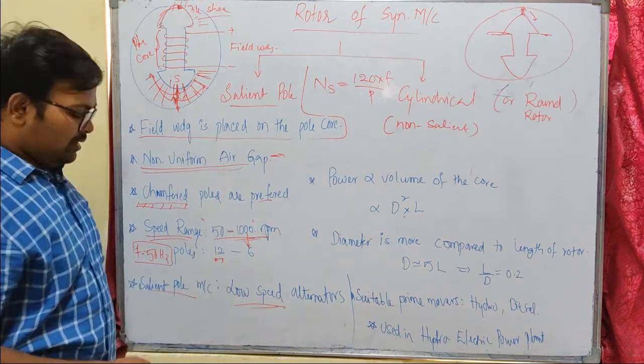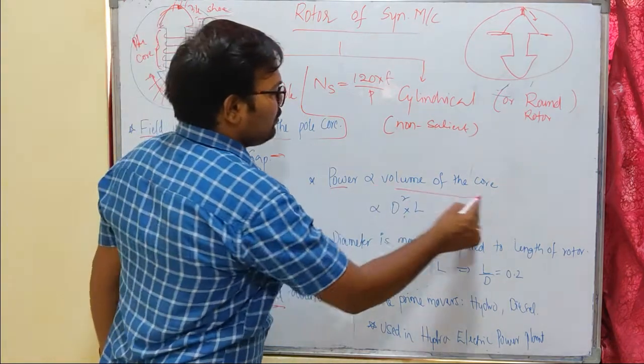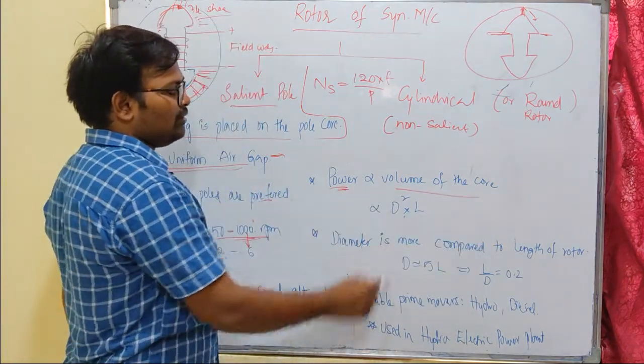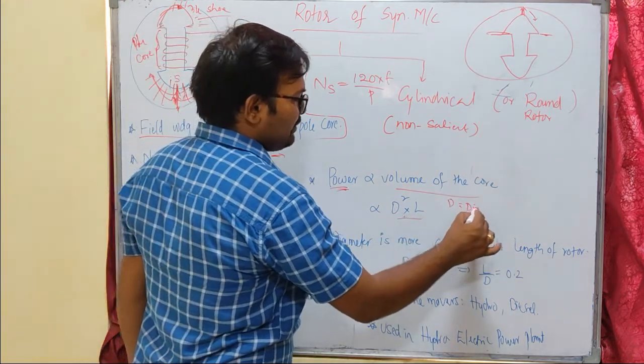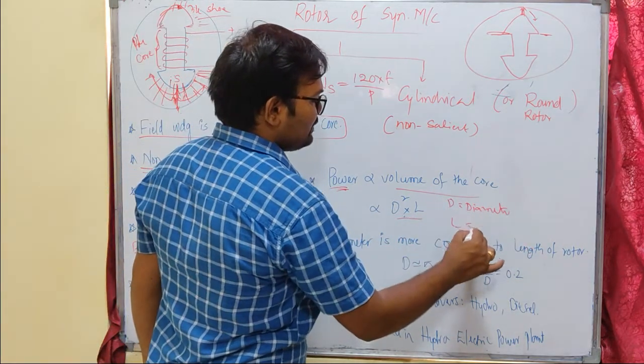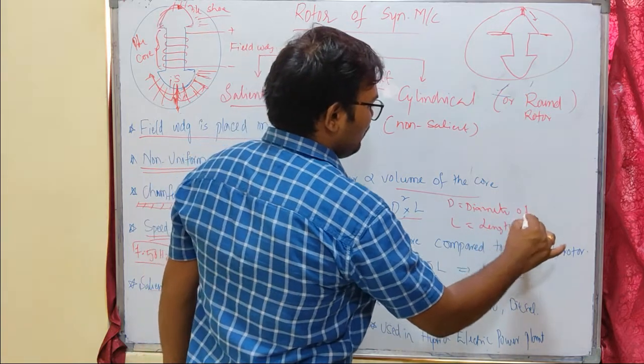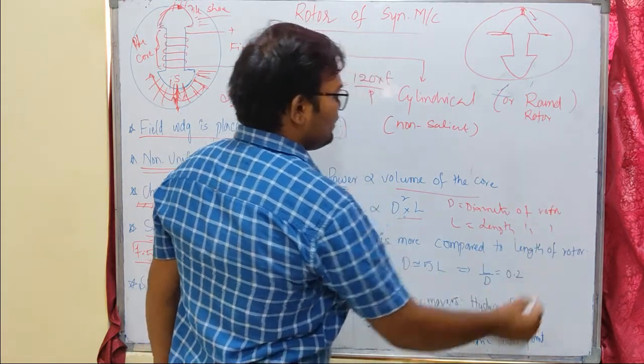The power developed in the rotor is proportional to the volume of the core. The volume of the core is diameter squared into length, where D is the diameter of the rotor and L is the length of the rotor.